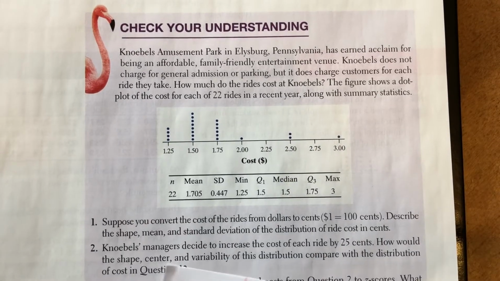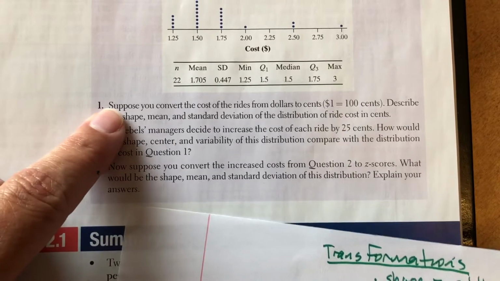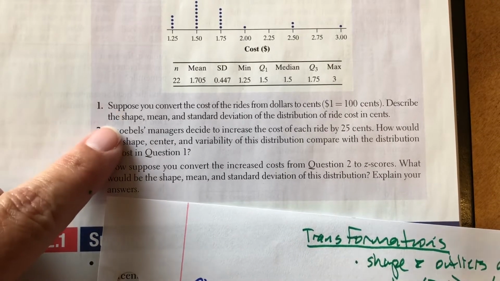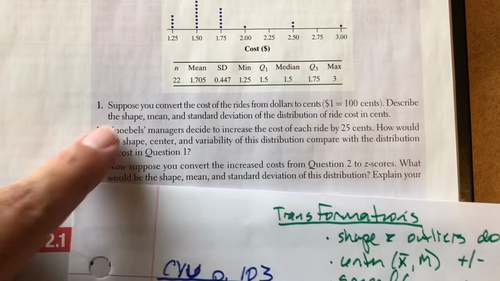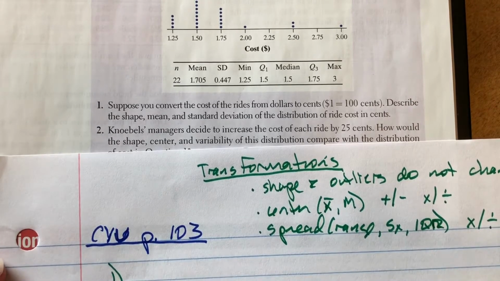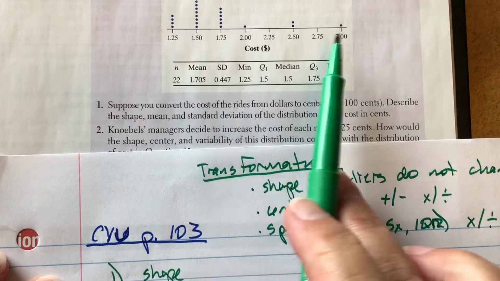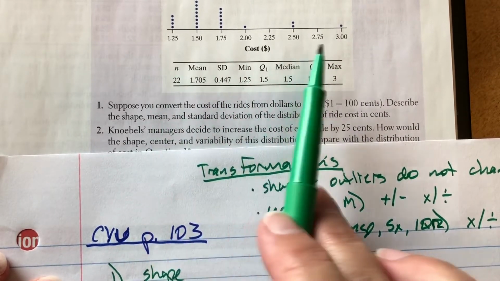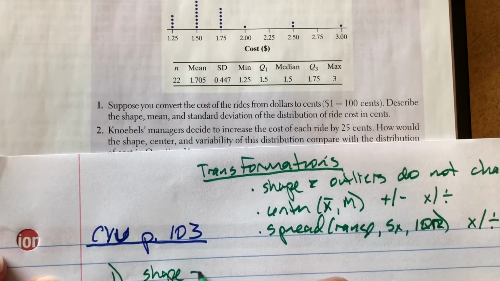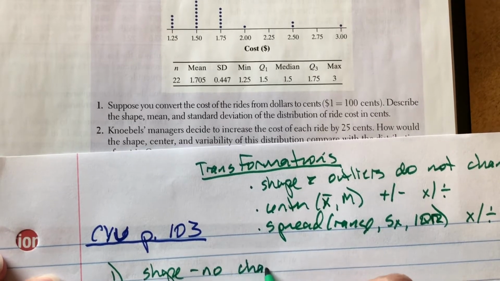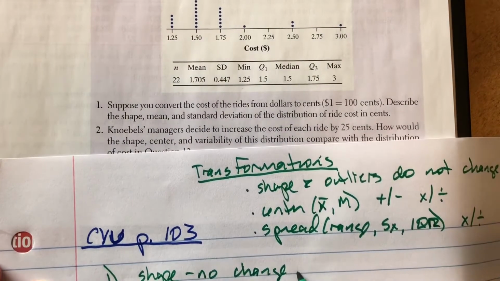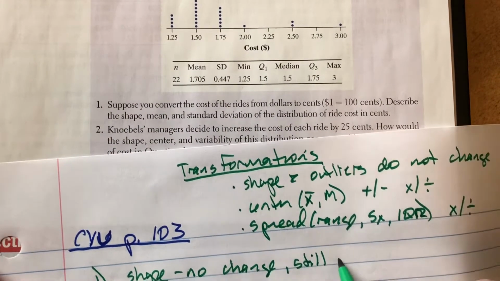All right, so first one, suppose you convert the cost of the rides from dollars to cents. Describe the shape, mean, and standard deviation of the distribution of ride costs in cents. So again, the shape won't change. So if I just change those dollars to cents, the shape will still be right skewed. Okay, so there's no change. Okay, still right skewed.